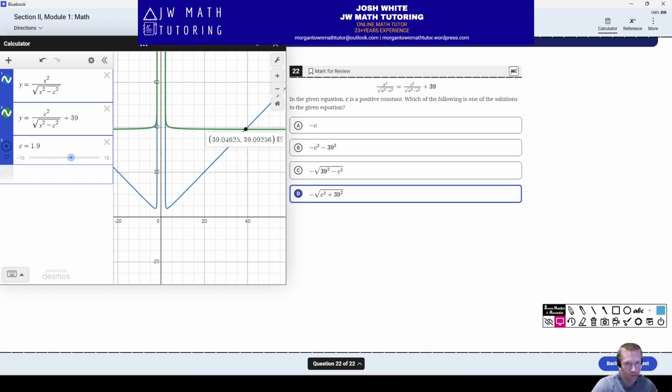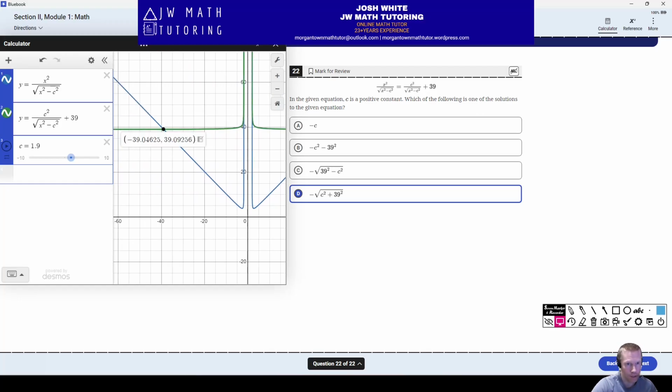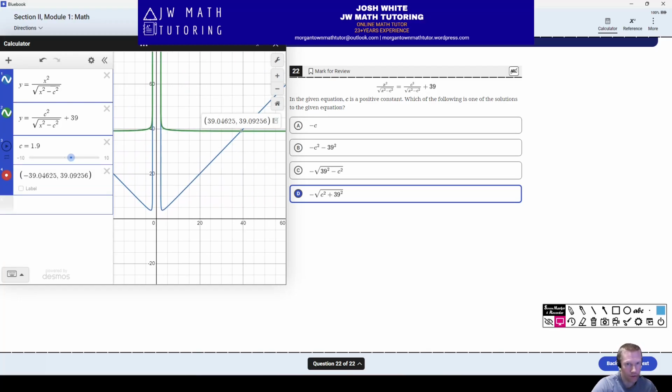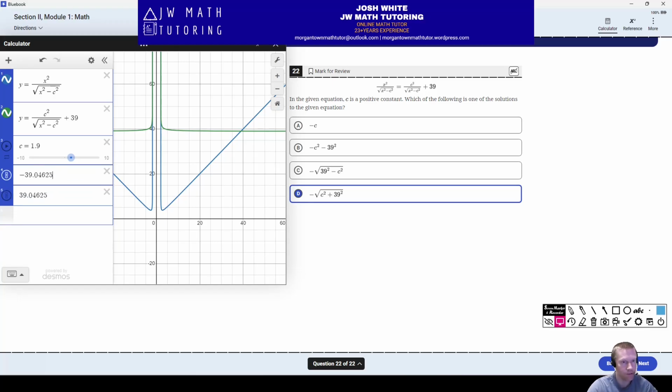Okay, so we got one here, we got one here. So let's just export those. Export, okay, and we're only concerned with the x value. So I'm just going to delete this. So notice it's just plus and minus the same number, right? So now what we do is we go through and we check each answer choice and we see which answer choice equals one of those two numbers.